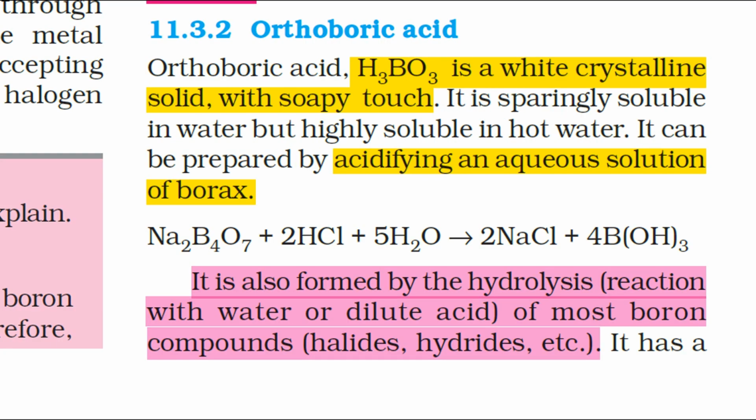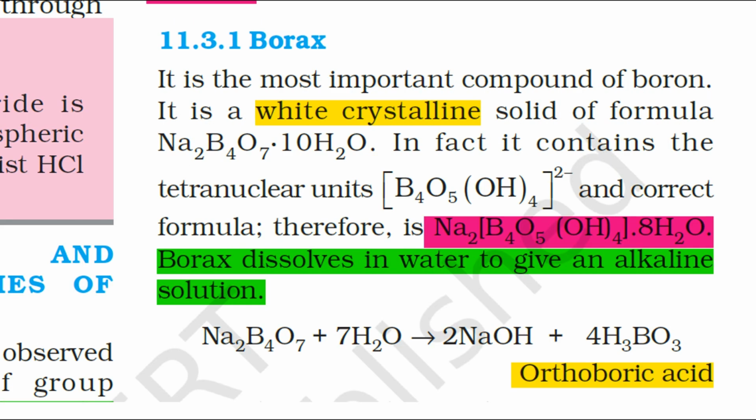Next is 11.3.2, orthoboric acid. So the formula is H3BO3. It is a crystalline solid with a soapy touch. It is sparingly soluble in water but highly soluble in hot water. Then its preparation. It can be prepared by two methods. The first one is acidifying an aqueous solution of borax: Na2B4O7 plus 2HCl plus 5H2O gives rise to 2NaCl plus 4B(OH)3. This is the method written here, but the second method we studied in borax, if you remember: Na2B4O7 plus 7H2O gives rise to 2NaOH plus 4H3BO3, that is orthoboric acid.